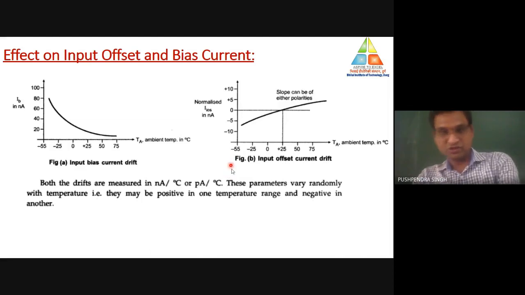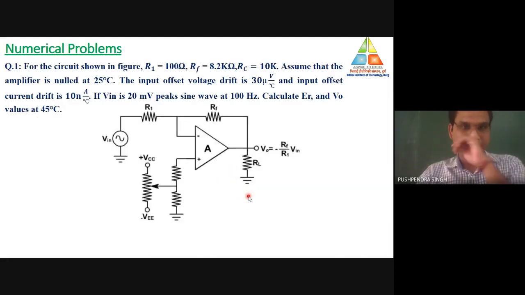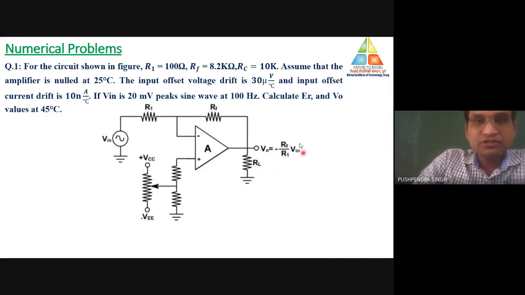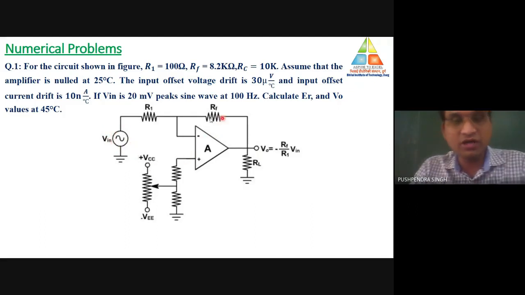So let us solve one or two problems related to thermal drift. In the very first problem, we are going to calculate here the output. As the value of the output voltage of the operational amplifier is fixed, it depends on the value of the input signal only. So in case of an inverting or non-inverting amplifier, we can easily calculate the value of the output at the output terminal of the operational amplifier.